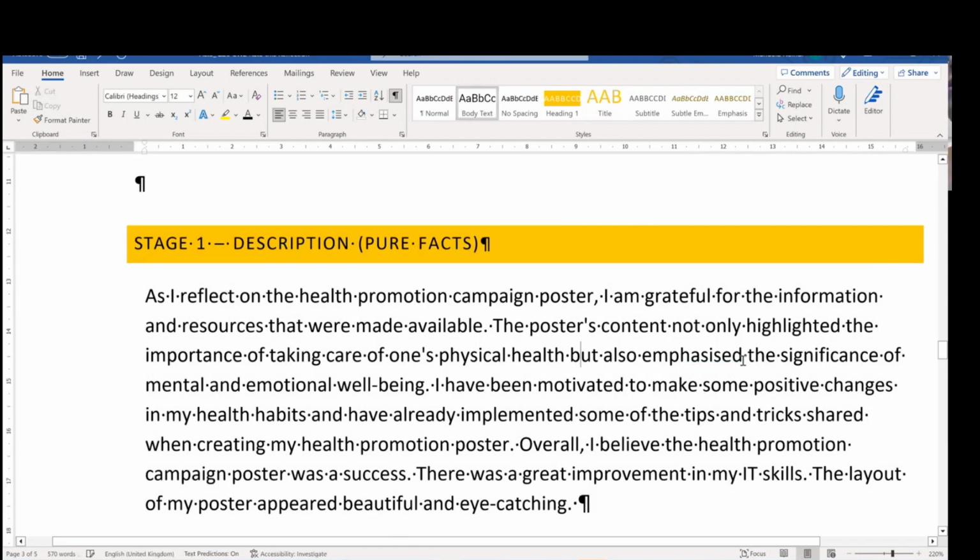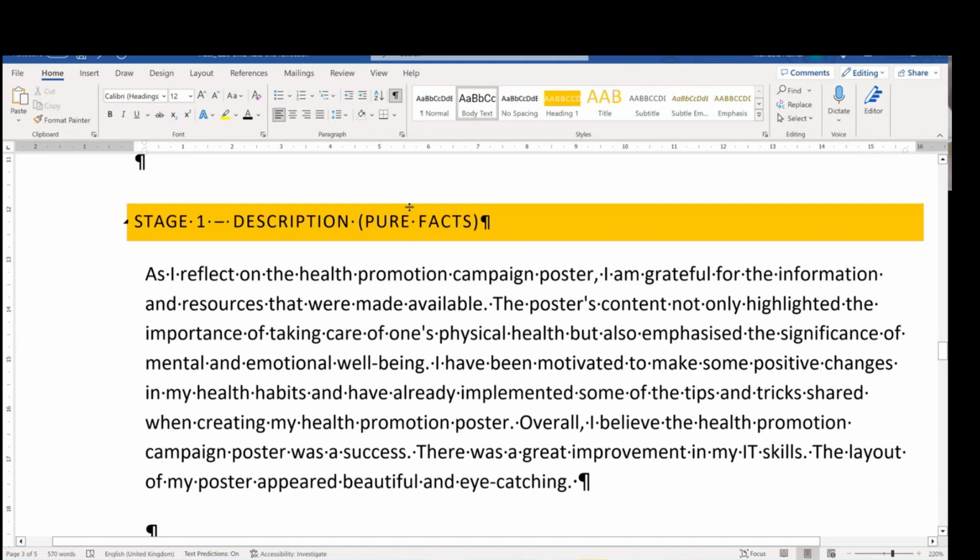And now we don't get this anymore. But if we had said now, it gives us both. So it's quite gentle on us. I have been motivated to make some positive changes in my health habits and so on. Overall, I believe health promotion. So these are the facts.